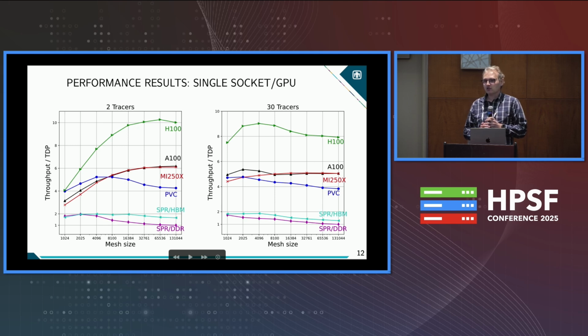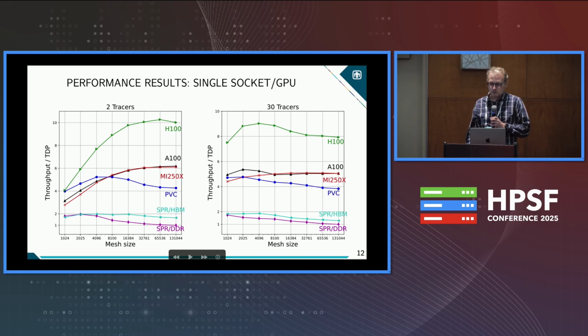And as I mentioned previously, we have this option to run with different number of tracers. So first, let me focus on the plot on the left, which uses only 2 tracers. That's like a minimal ocean configuration because we always have temperature and salinity. And what is plotted here is model throughput normalized by thermal design power. This is like a naive measure of efficiency because I didn't have actual power measurements. And this is plotted as a function of mesh size.